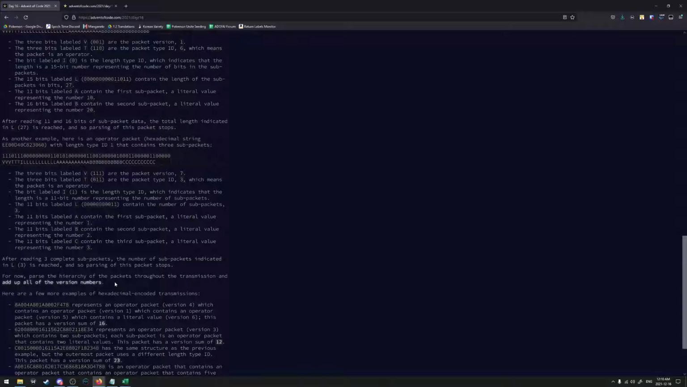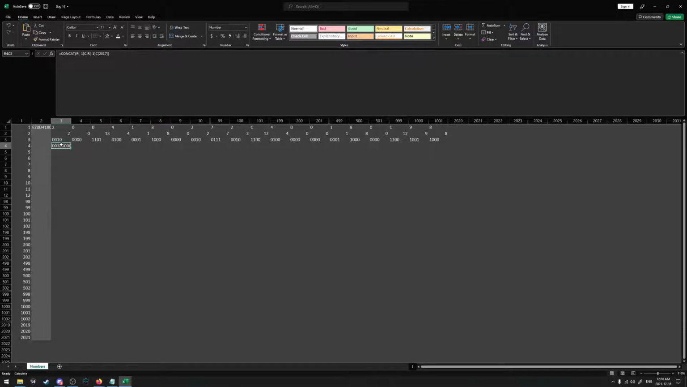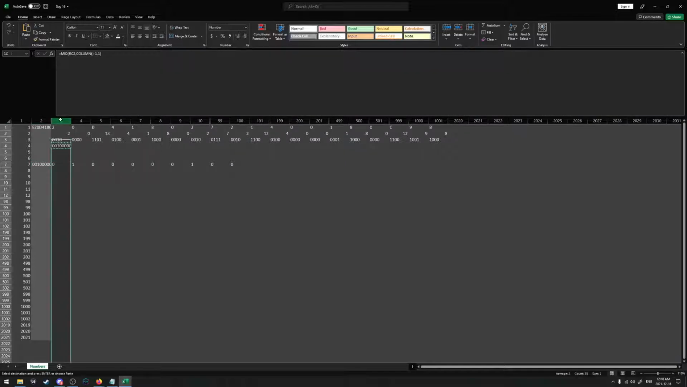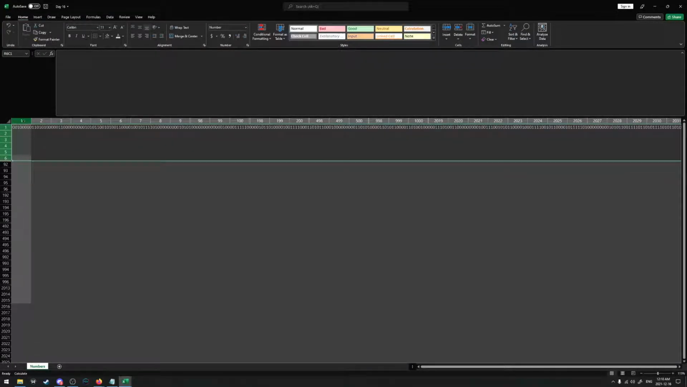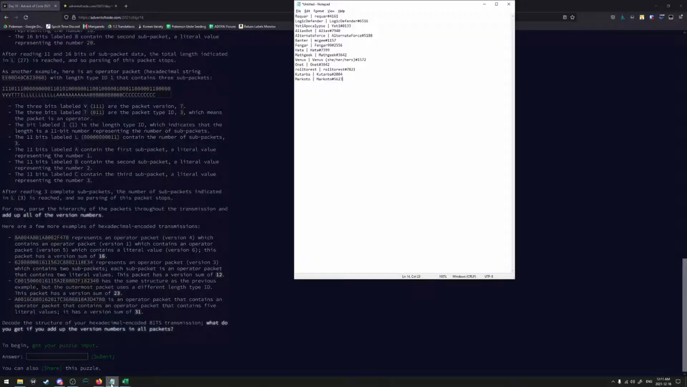Parse the hierarchy of the packets throughout the transmission and add up all the version numbers. Okay. I now understand what I'm doing. So we need to start by saying what our pointer is looking at. I want to start chopping off separate sections and nesting them individually. Oh god. So let's reprocess and make sure that we understand what this question is.